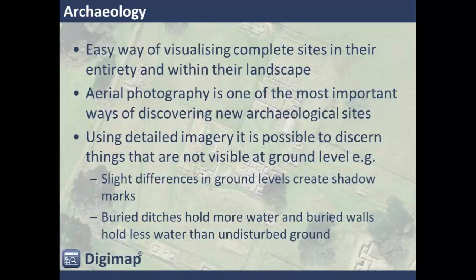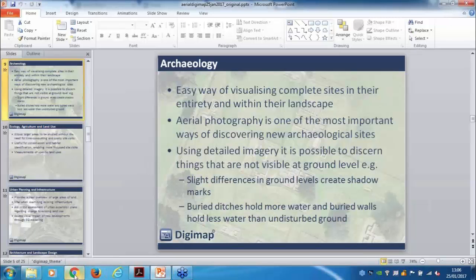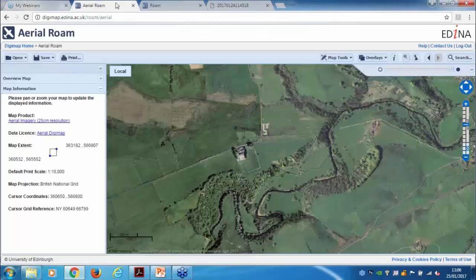So what we'll do is we're just going to jump out of PowerPoint and go into aerial roam. So this is the aerial roam interface. Don't worry too much about it for the moment if you're not familiar with it. We'll come back and give you a proper demonstration in a few minutes. So this is an area of Northumberland. This is actually Hadrian's Wall. You can see the line of Hadrian's Wall where my mouse is across here, stretching off to the east.